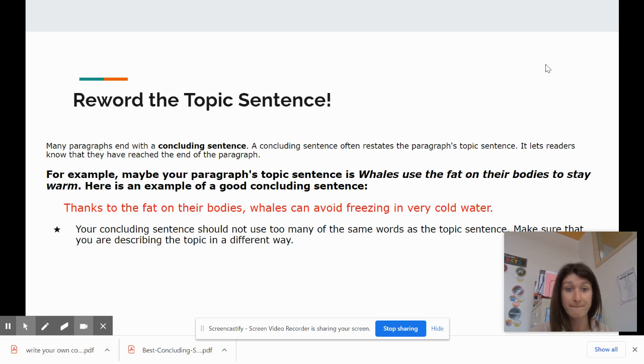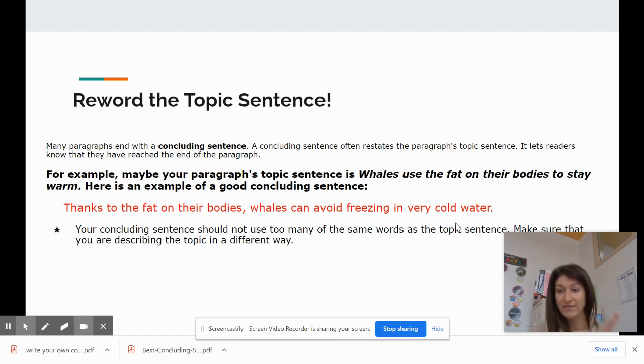For example, maybe your paragraph's topic sentence is, "Whales use the fat on their bodies to stay warm." An example in red of a good concluding sentence is, "Thanks to the fat on their bodies, whales can avoid freezing in very cold water."